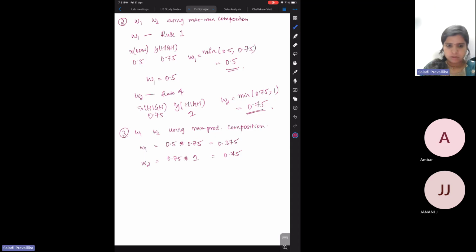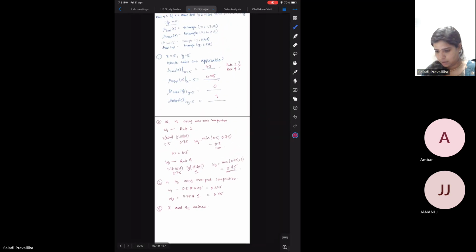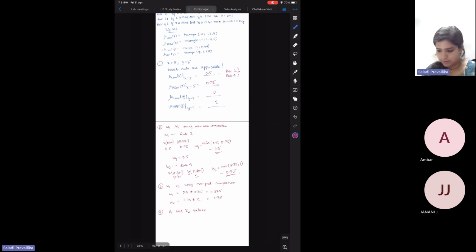Okay. So for the same fuzzy model, what will be the Z1 and Z2 values? Z1 and Z2 values. I can make it smaller so you can see everything at once.